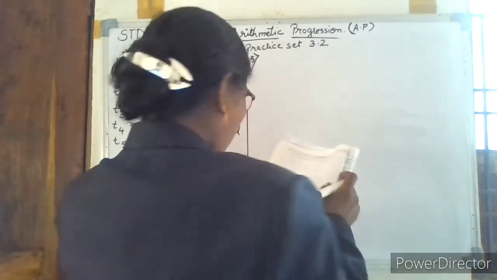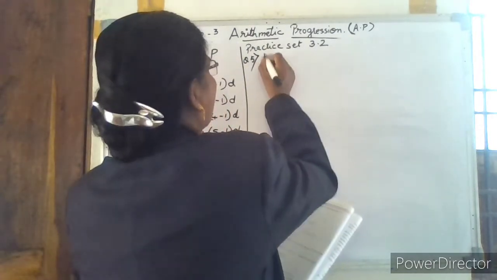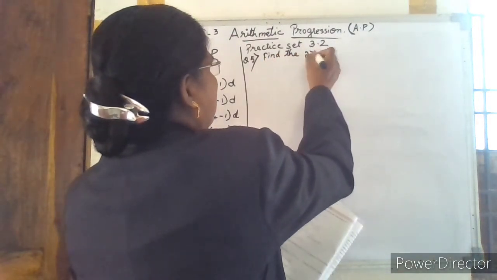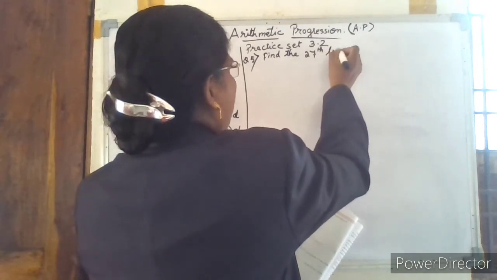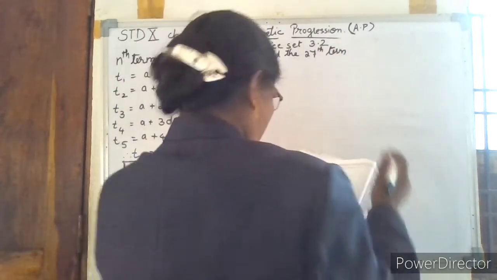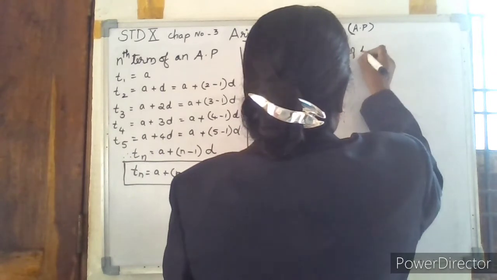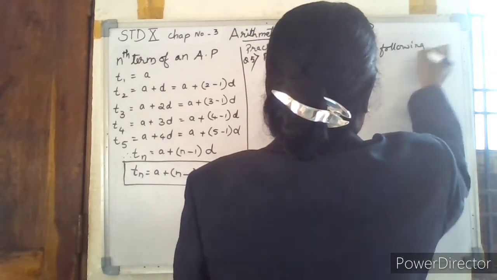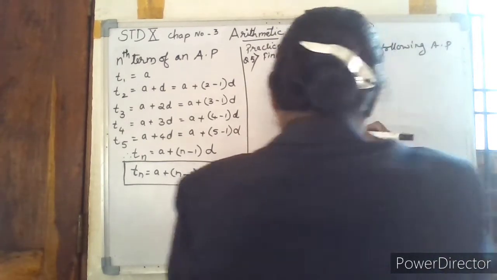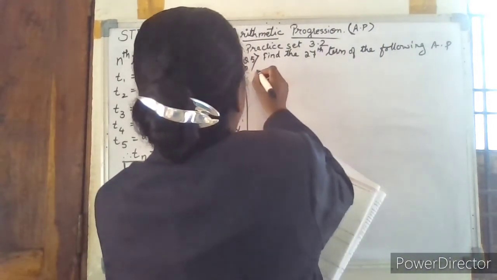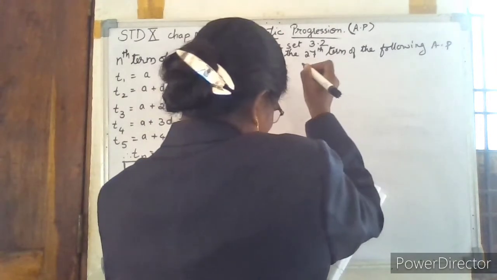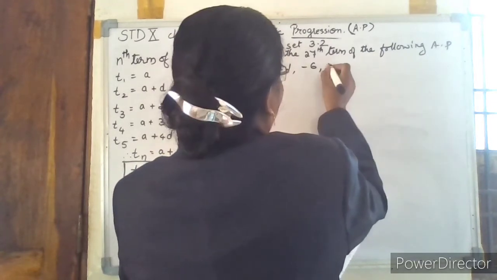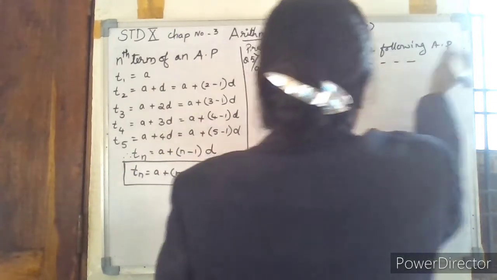See, find the 27th term of the following AP. That is given as 9, 4, minus 1, minus 6, minus 11 and so on.